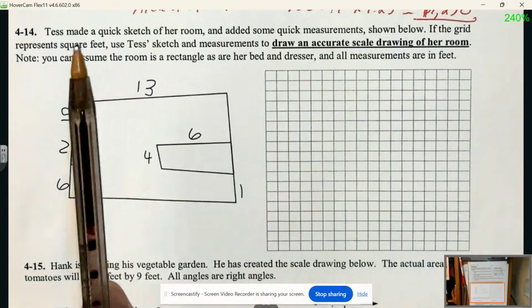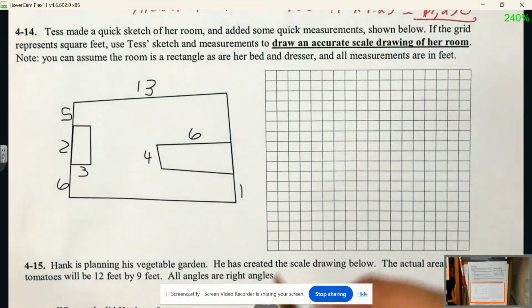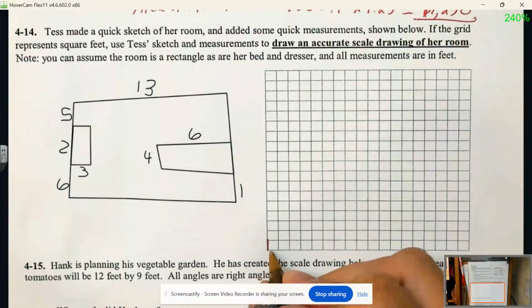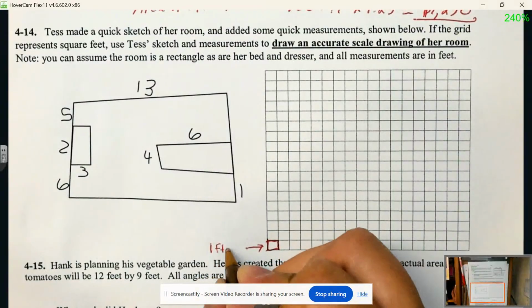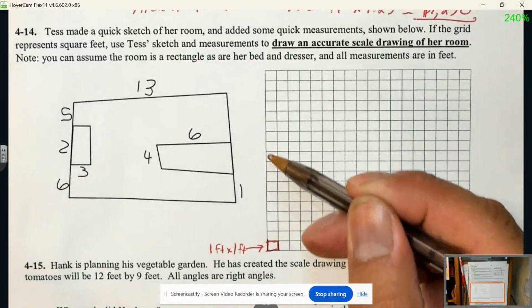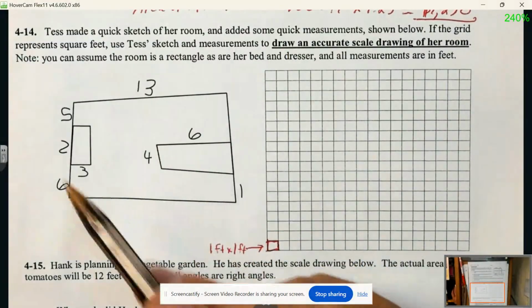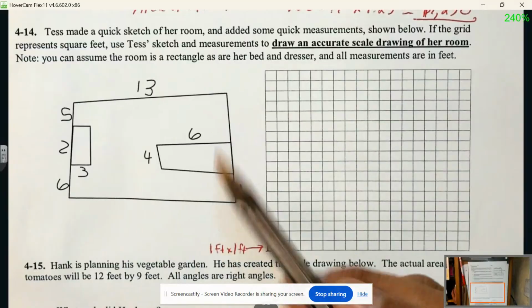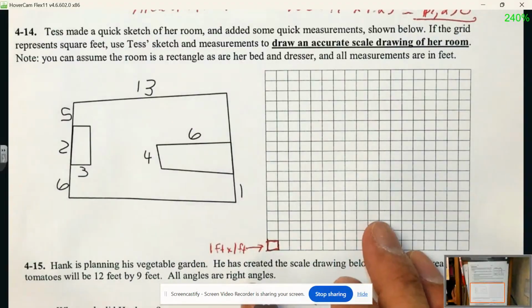And what we need to do is, if the grid represents square feet, and what that means is, let's look at this little box right here, this little square. That is a 1 foot by 1 foot square. Okay, so that's a foot. Each one of these distances is a foot. Draw an accurate scale drawing of her room. So it's obviously not going to look like this, because this was a quick sketch. Okay, and everything's going to be a rectangle, and all measurements are in feet.